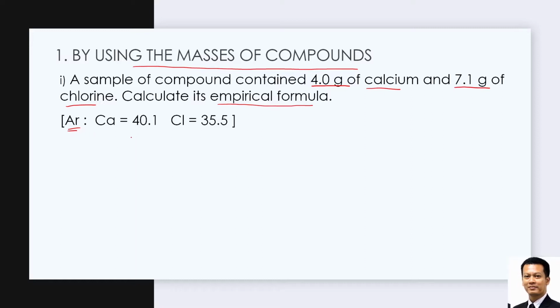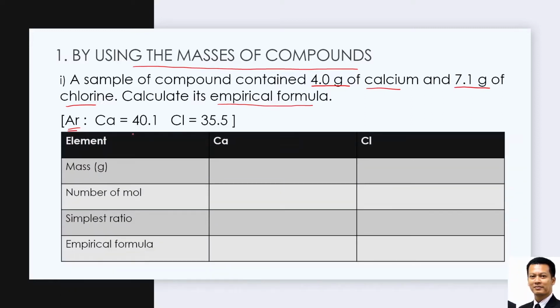So you need to draw a table first. This table has 2 rows of elements, which are calcium and chlorine, and then all this must be written in sequence: mass, number of mole, simplest ratio, and also empirical formula. So for calcium, what is given to you is 4 grams, so just write down 4.0. And chlorine 7.1. So this is the mass that is given.